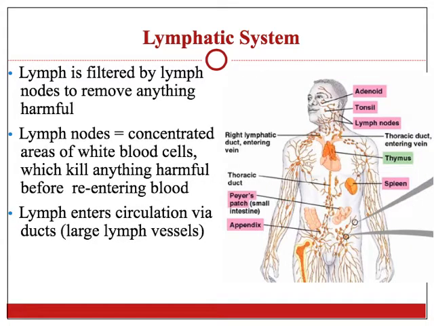While it's in the lymphatic system, lymph, that plasma, is filtered through the lymph nodes, which are these little bumps that are full of white blood cells. So that lymph is filtered before being recombined with the blood to kill any bacteria that might be there. And then finally, there are ducts where the lymph enters the cardiovascular system.